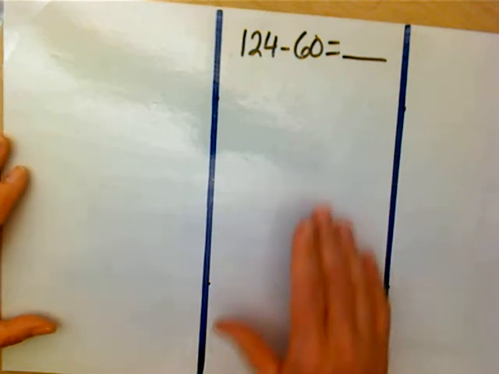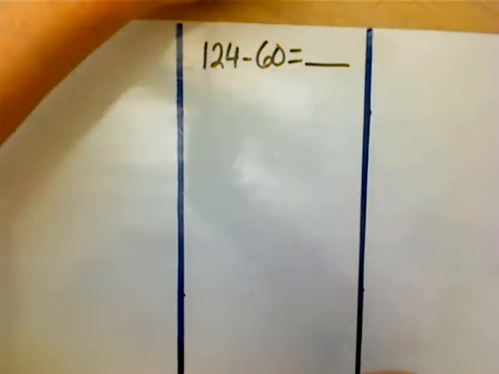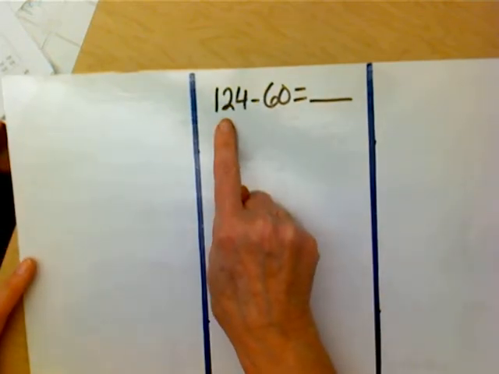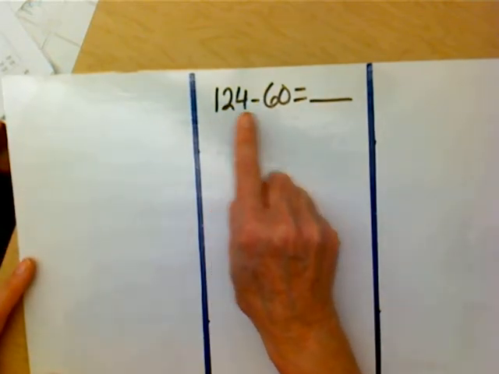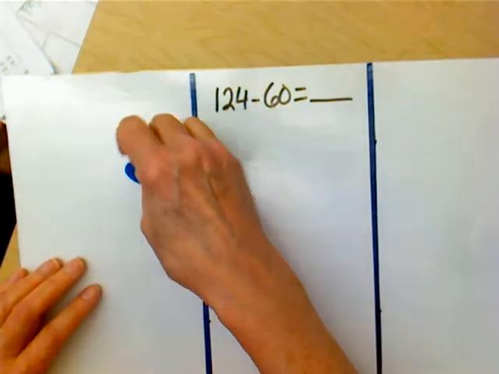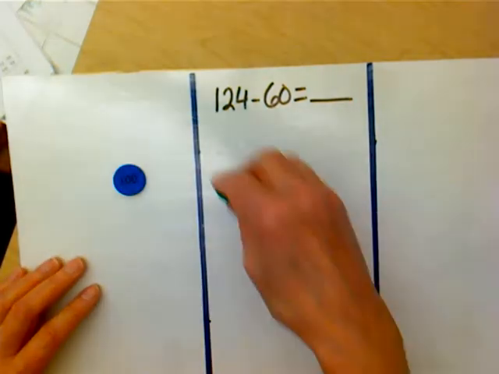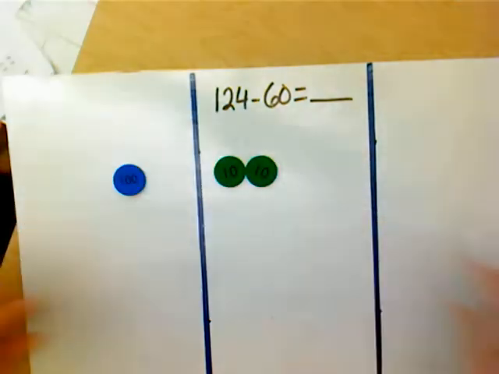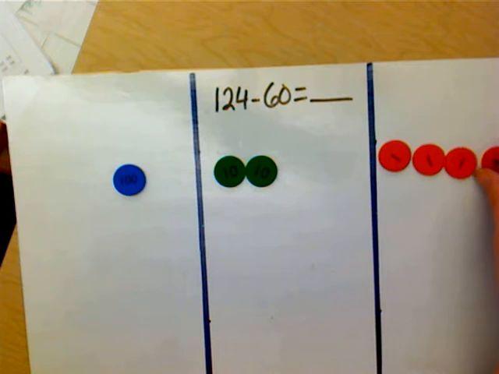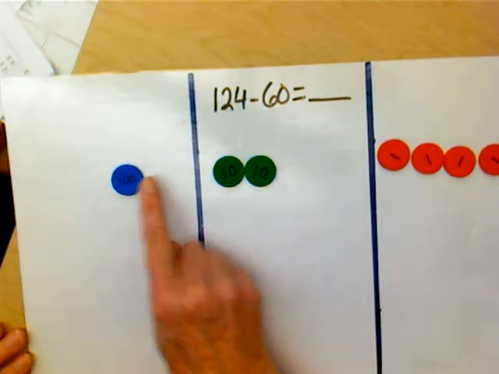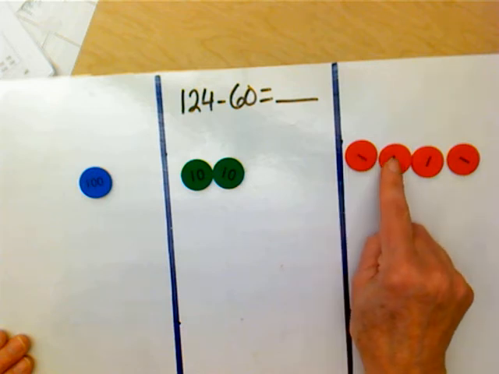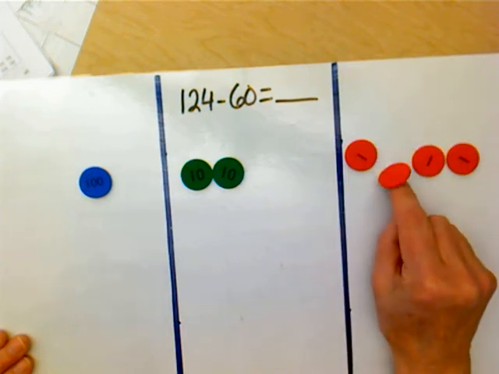So the first thing I need to think about is, I got that up high enough that you guys can see that. I am going to need to model the number that I am going to be taking away from. So I'm looking at 124, so I'm putting out 100, 20, and 4. 1, 2, 3, 4. So I'm going to count that just to be sure. 100, 110, 120, 121, 122, 123, 124.